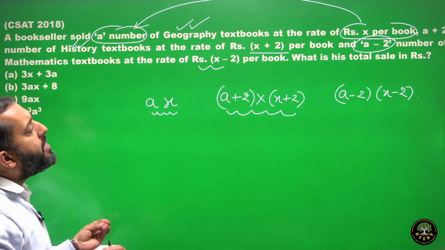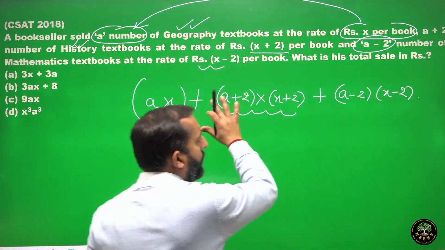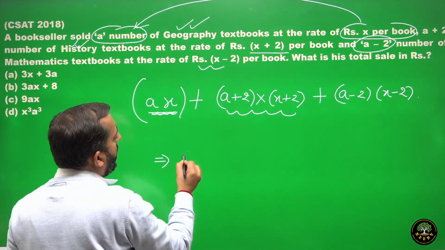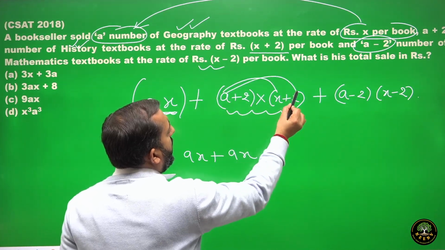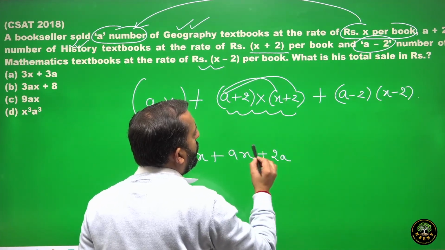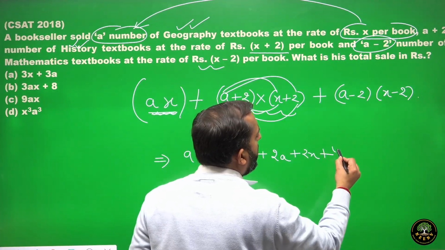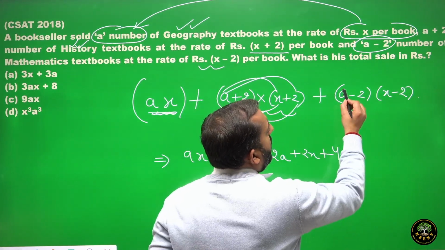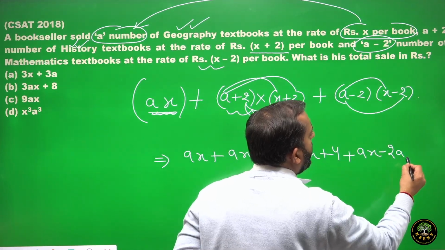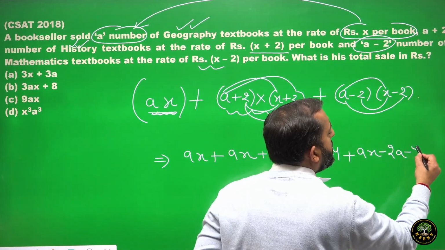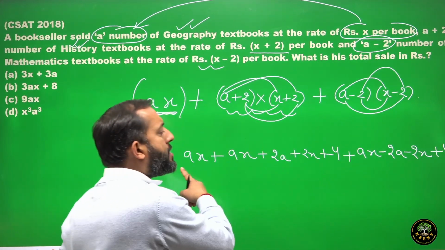Now the next question, what is his total sale? So for total sale we need to add all of them. Now this becomes AX. Further, A into X, A into 2, 2 into X plus 2 into 2, that is 4. Further, plus A into X, A into minus 2, that is minus 2A. Minus 2 into X is minus 2X. And minus 2 into minus 2 is plus 4. So this is the total amount.